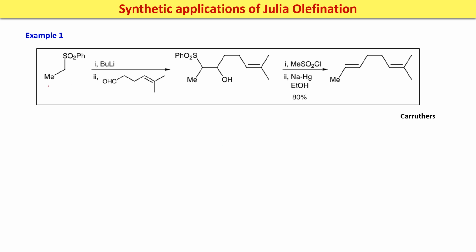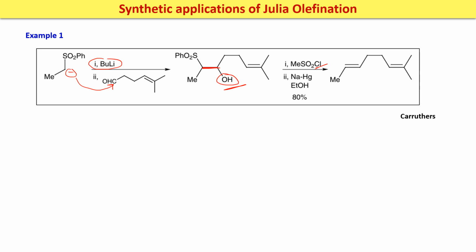So here we have MeCH2SO2Ph. In presence of this base, butyl lithium, there will be negative charge generation and this will attack this aldehyde. Once this attack is happening, that means C-C bond formation will take place. So this is the starting material for the actual elimination reaction, but before the elimination this OH will be converted to OSO2Me, that is MeSO2, so there will be esterification.